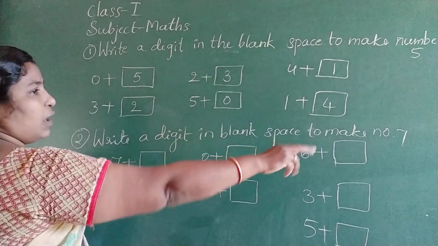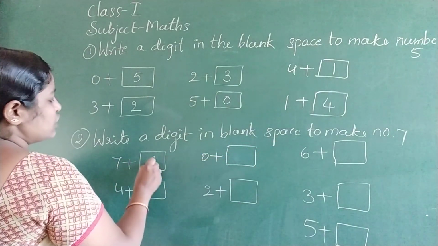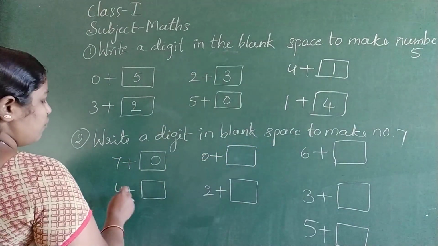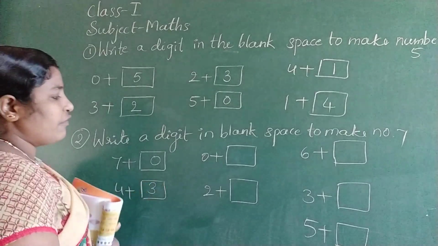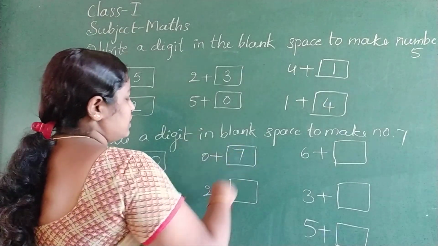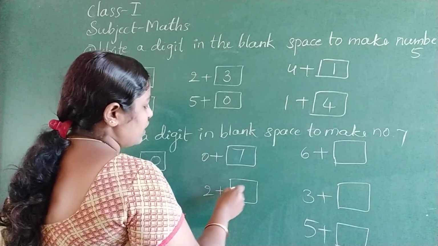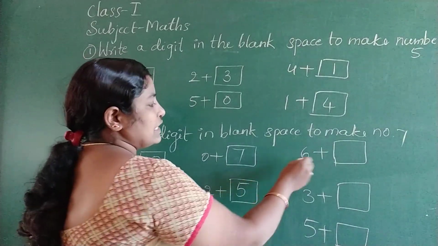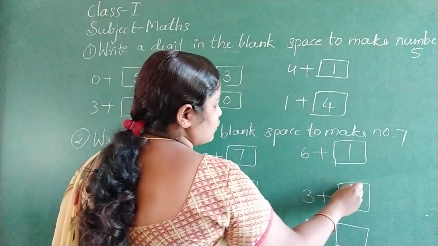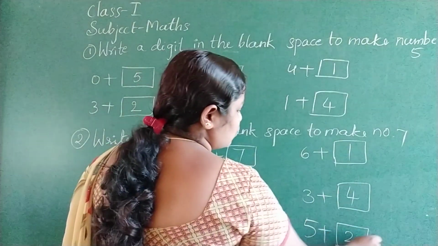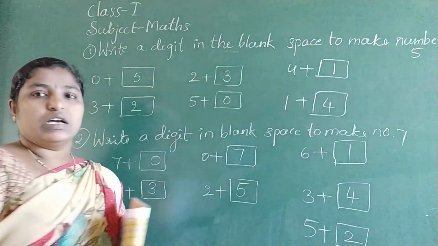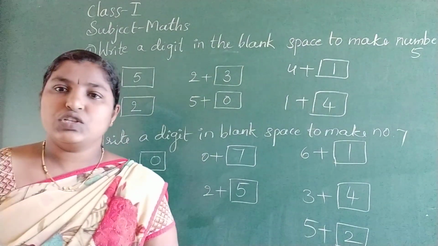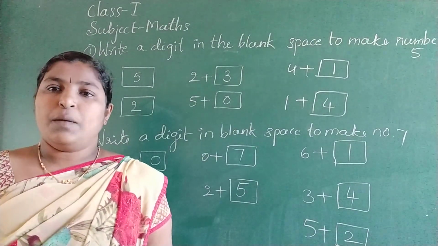Now we should make number 7. 7 plus 0 is equal to 7. 4 plus 3 is equal to 7. 0 plus 7 is equal to 7. 2 plus 5, 6 plus 1, 3 plus 4, 5 plus 2. These are the different combinations to write the numbers.